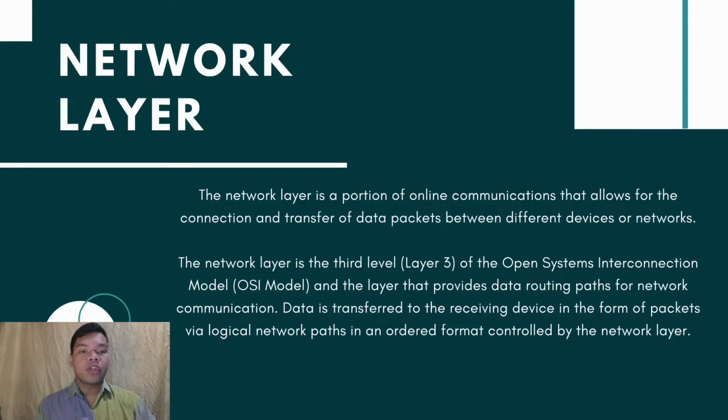The network layer. The network layer is a portion of online communications that allows for the connection and transfer of data packets between different devices or networks. The network layer is the third level, or layer 3, of the Open Systems Interconnection Model, or OSI model, and the layer that provides data routing paths for network communication.